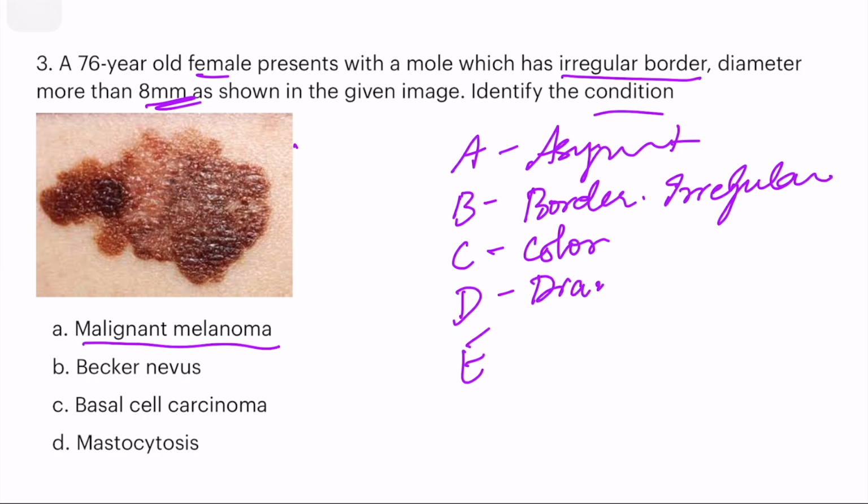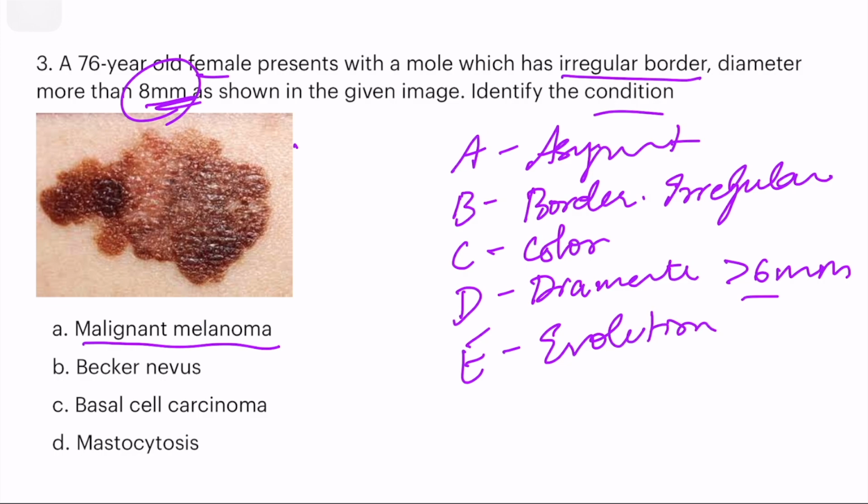And D is diameter, more than 6 mm. So in this question, it's given as 8. So obviously, it's in line with our diagnosis. And also evolution. Evolution, as in it starts as a small mole and later becomes into this ugly looking lesion. So, yeah, the diagnosis is malignant melanoma.